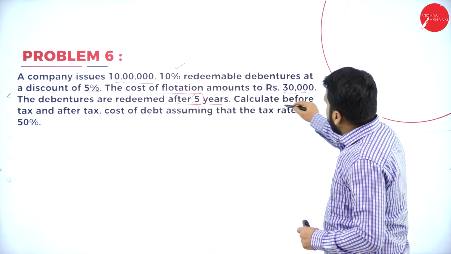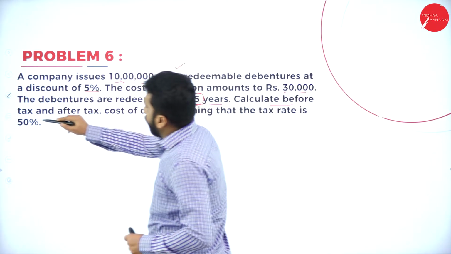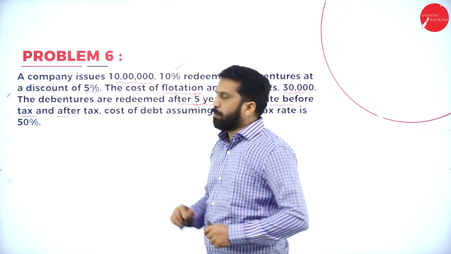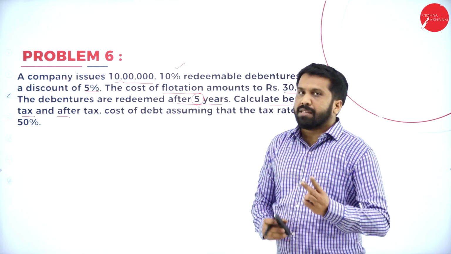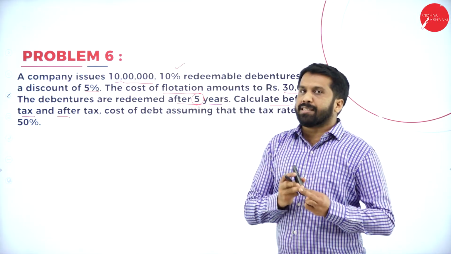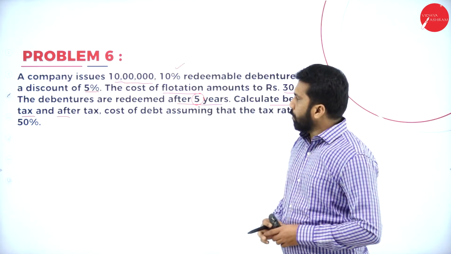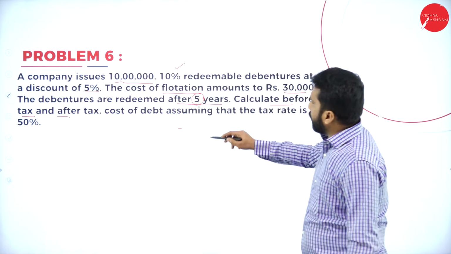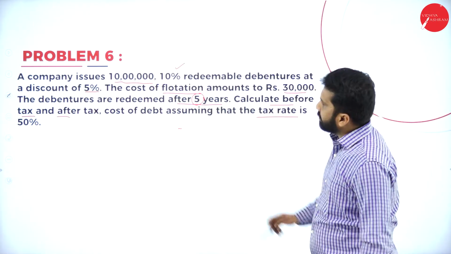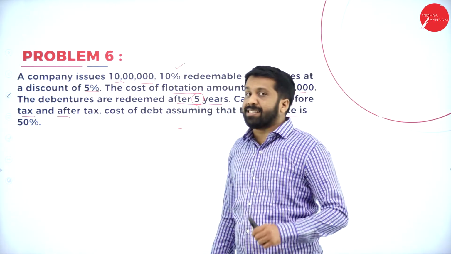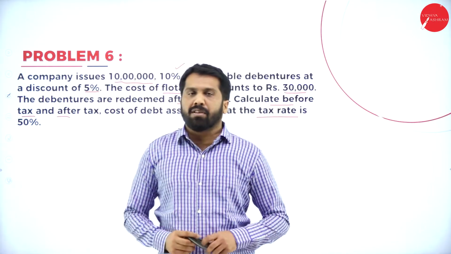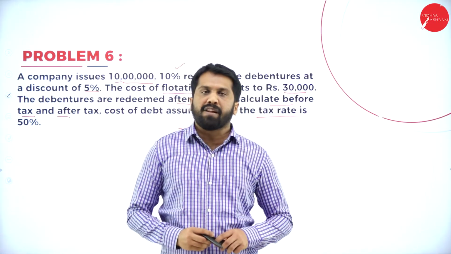Now, calculate cost of debenture before tax and after tax. Means for the same problem you are supposed to do it two times. With tax, what is the answer? Without tax, what is the answer? Now we'll work out both. Assume that the tax rate is 50%. What is the tax rate in this problem? In this problem, tax rate is 50%.